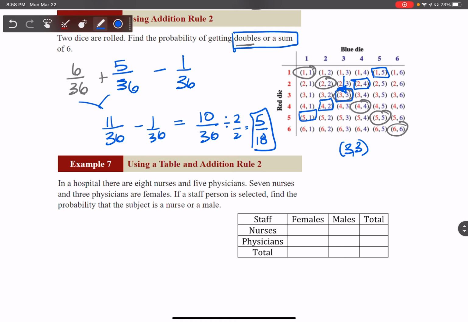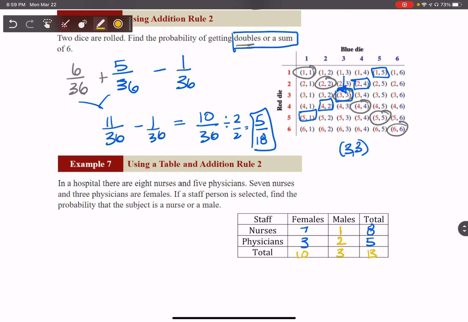8 total nurses and 5 total physicians. 7 nurses and 3 physicians are females. So in the female column, I'm putting 7 and 3. Okay, well, we need to fill in some of these missing spots. We're going to fill this in with 1 because we know we have a total of 8. Fill this in with 2 because we know we have a total of 5. That gives us a total of 10 here, 3 here, and 13 here.